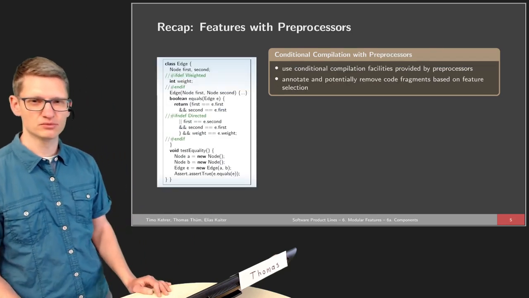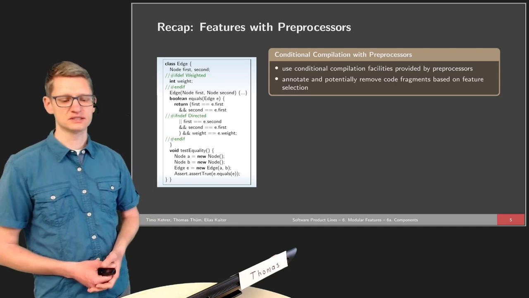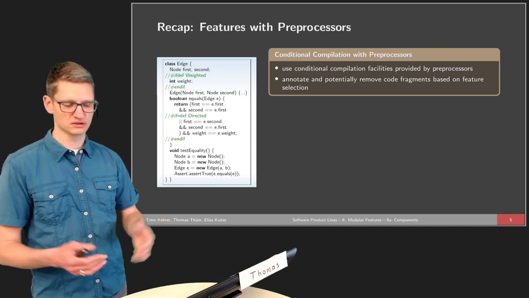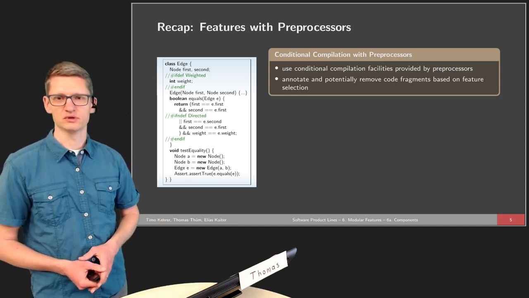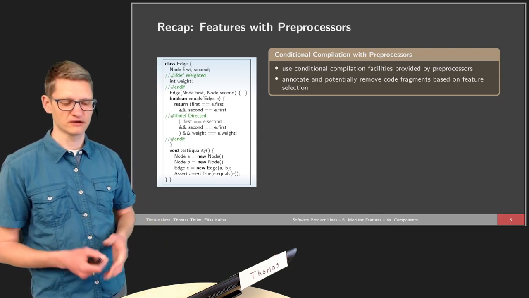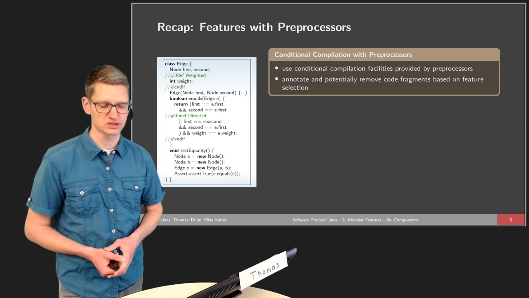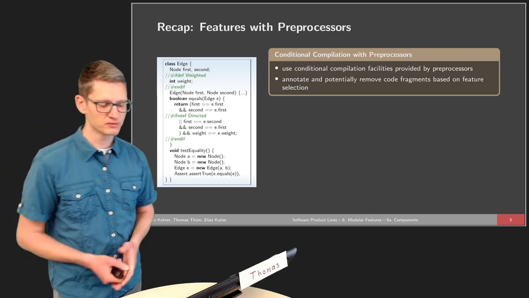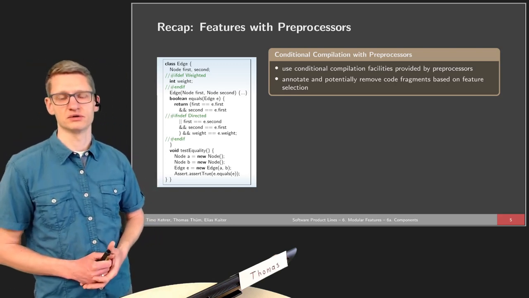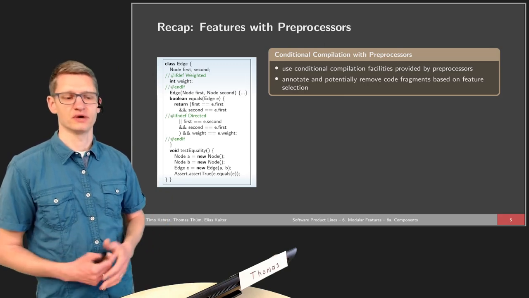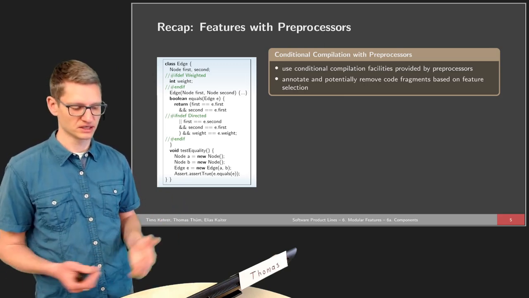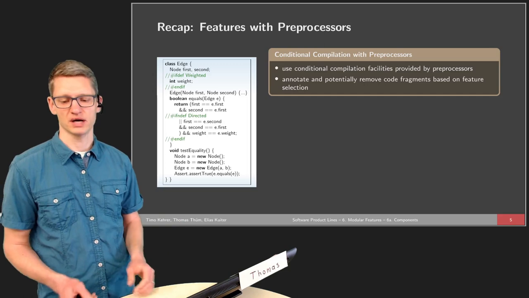Then we've looked into more fine granular variability in terms of preprocessors. We looked at this example of a graph implementation that has weights or directed edges or undirected edges. Preprocessors can also be used to implement conditional compilation, but on a fine granular level, and we can annotate and potentially remove certain parts of the software.